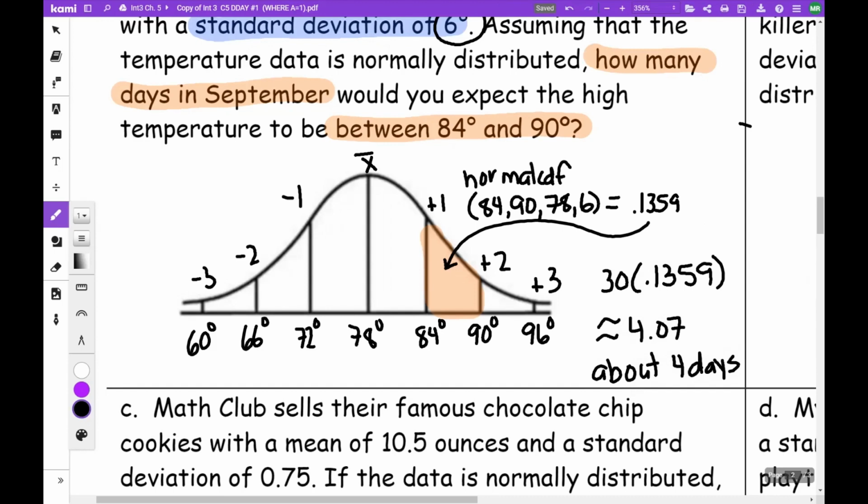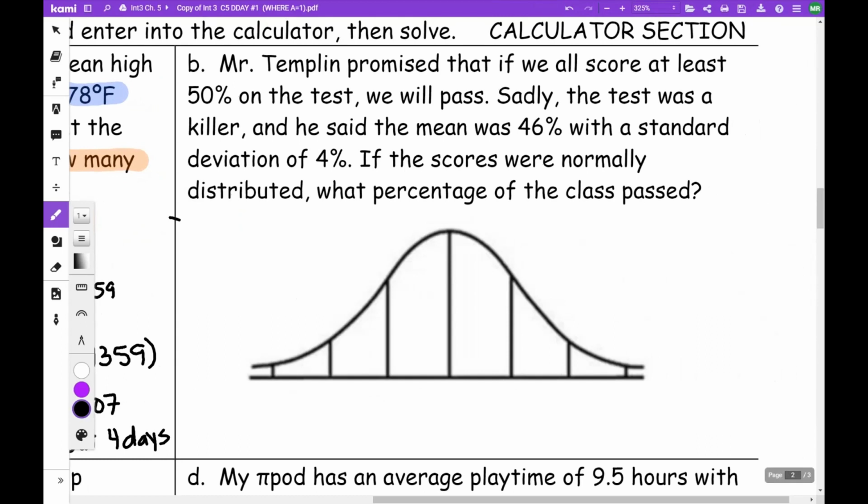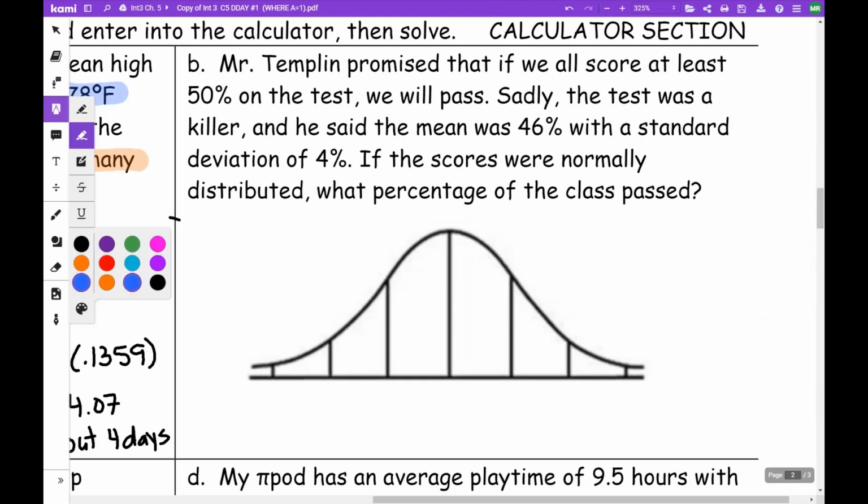Okay, so let's take a look at the next problem. For this one, Mr. Templin promised that if we score at least 50% on the test, we will pass. Now that's not 50% of the normal curve, it's on a particular test scoring 50% or more. They say that sadly, the mean was 46% with a standard deviation of 4%. If the scores were normally distributed, what percent of the class passed?